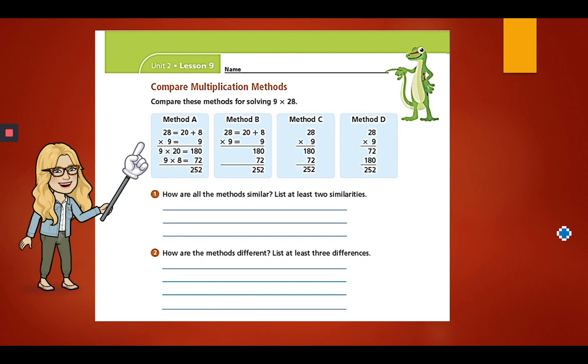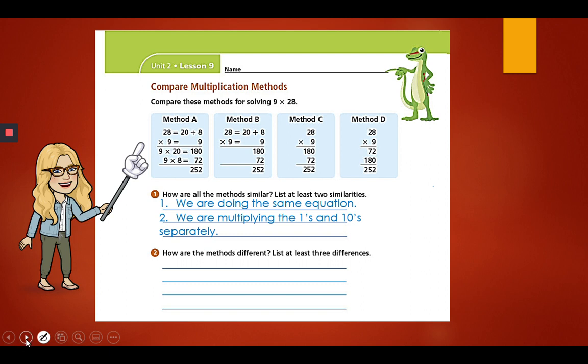But how I thought about this, I thought one way that they're similar is that we are doing the same equation in every single one of them. So that's one similarity that I saw. And then the next similarity that I saw is that we are always multiplying the ones and the tens separately. In every single one, we multiplied them separately. So that is similar for each. So then now we're going to look at how they're different.